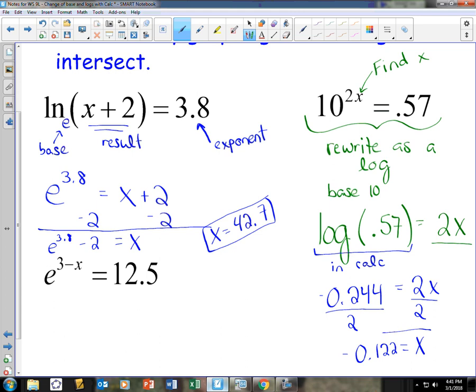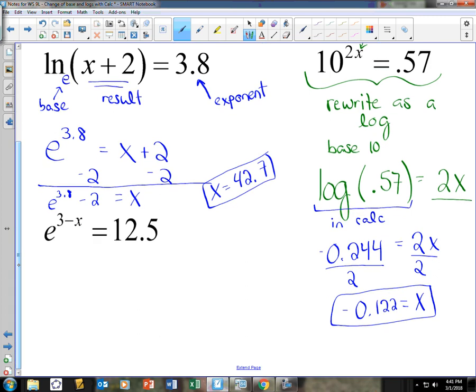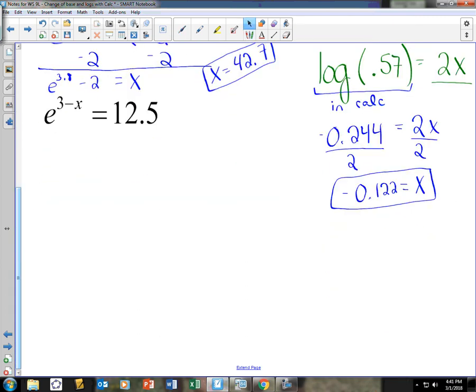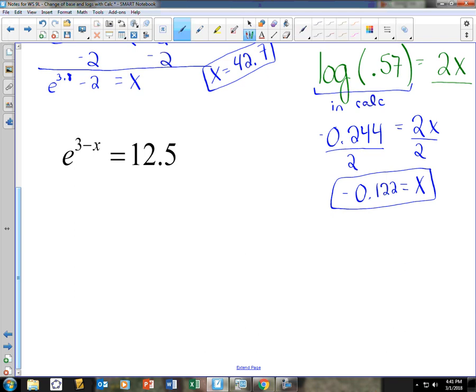Okay. Now, in our last one here, let's see. There's 2 letters. Oh my gosh, there's 2 variables. Actually, no, there's not, because remember e is 2.718. Now, if we want to rewrite this as a log, we have to be careful, because here's our base. This has base e, and so that means we're going to use natural log.